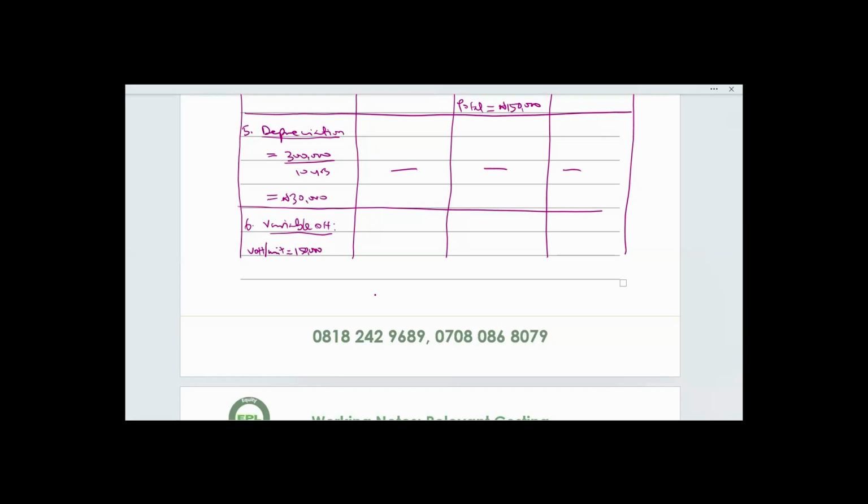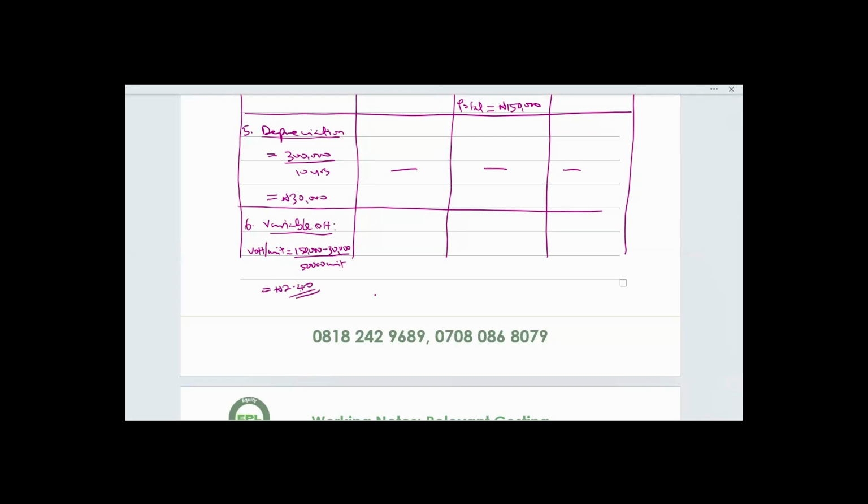We are now told that inside this 150,000 naira, there is annual depreciation of a machinery of 30,000 naira that we have calculated. Therefore, we now divide it with the activity level. The budgeted activity level is 50,000 units. Therefore, the variable overhead per unit will then be equal to 120,000 divided by 50,000 units, that's 2 naira 40 kobo. 2 naira 40 kobo is the variable overhead per unit.